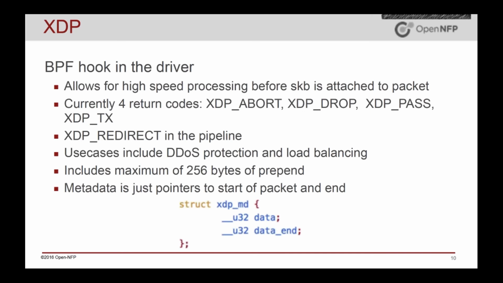Now, also the other thing is the XDP metadata is extremely simple. Just start of packet, end of packet. That's all we have. And we are allowed to add a maximum of 256 bytes of prepend to the packet. So if you need to send information up the stack, that's what you can use.